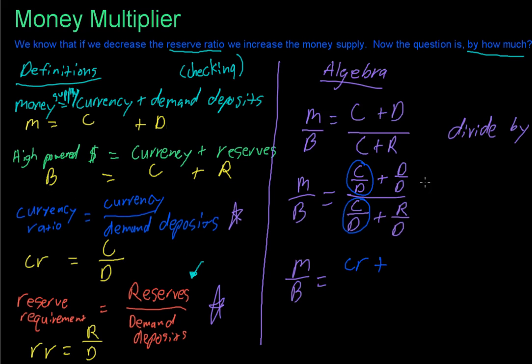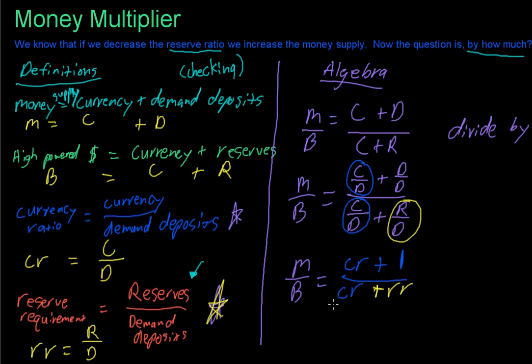plus, and I'm going to leave this blank. Well, actually, no, I'm not. So we know D over D is 1, because anything divided by itself is 1. So we have the currency ratio plus 1 over, we have the currency ratio again. And then this last thing here, R over D, remember, that is the reserve requirement. That's reserves divided by D. So we're going to have plus the reserve requirement.